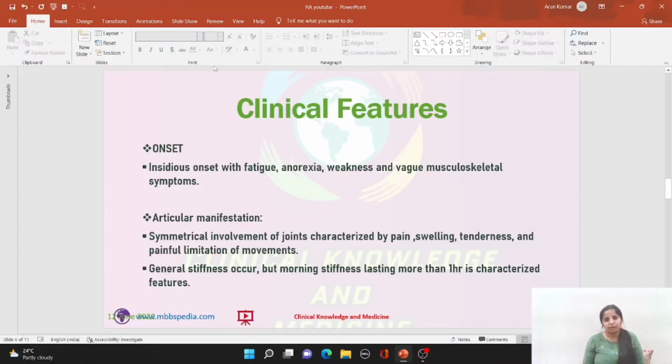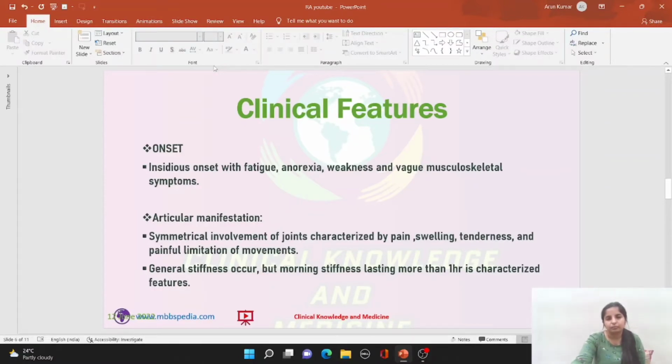So onset, which is insidious onset with fatigue, anorexia, weakness and vague musculoskeletal symptoms will be seen. Further articular manifestations, there will be symmetrical involvement of joints, which is characterized by pain, swelling, tenderness and painful limitation of movements. Then there will be general stiffness, but the morning stiffness will last more than 1 hour, and in this morning stiffness the patient cannot even hold his toothbrush nicely.